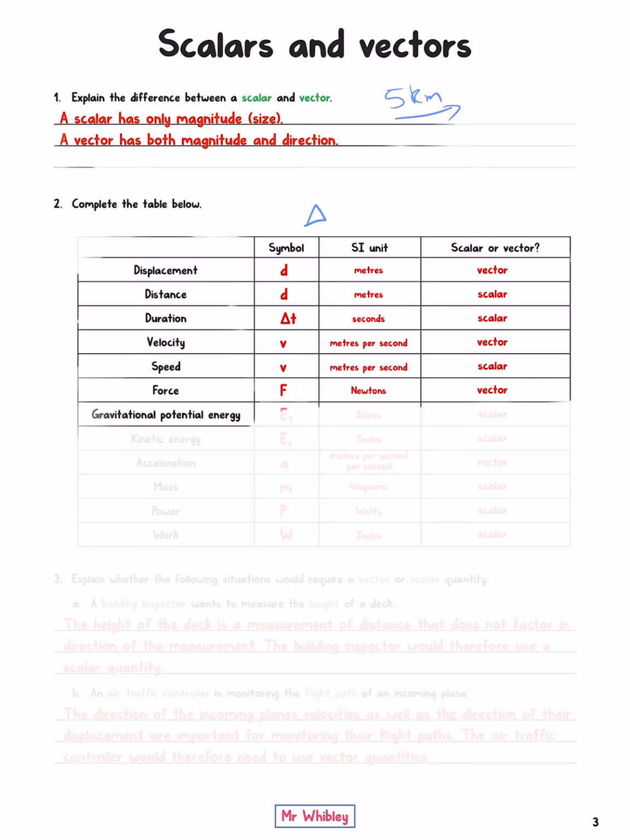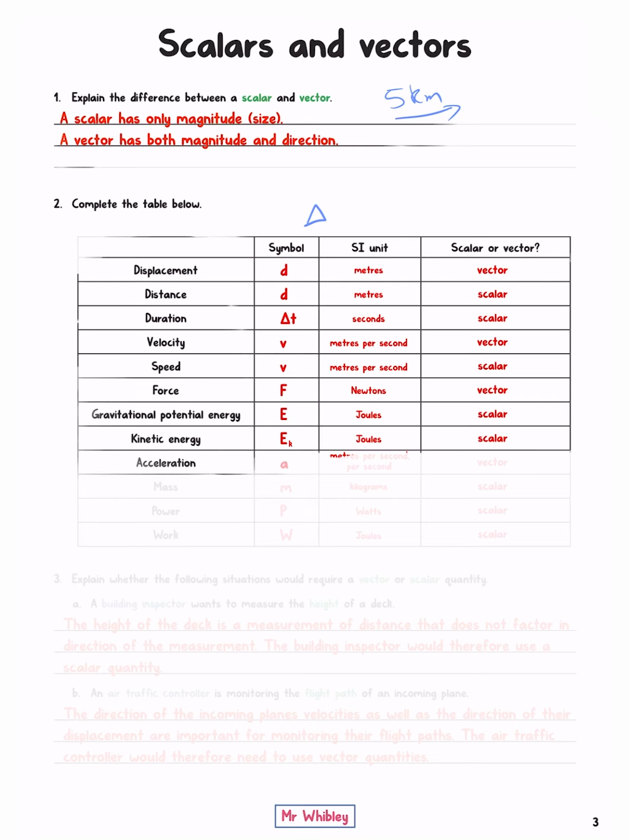Gravitational potential energy is given the symbol EP, or sometimes EG. The SI unit of energy is joules, and energy is a scalar. It doesn't have direction. Kinetic energy is given the symbol EK. Once again, it's an energy, so its units are joules, and once again, it's a scalar.